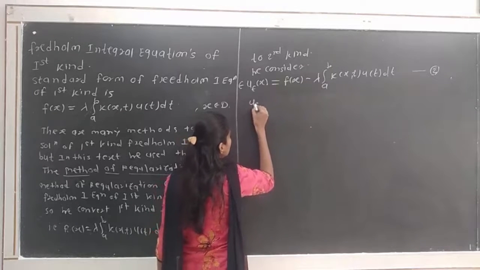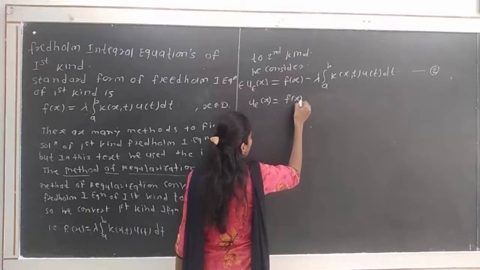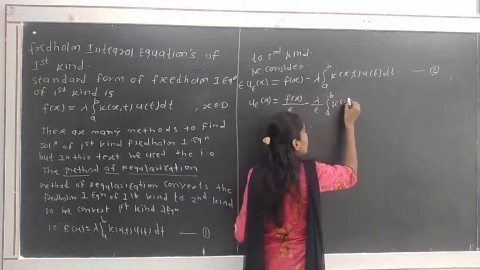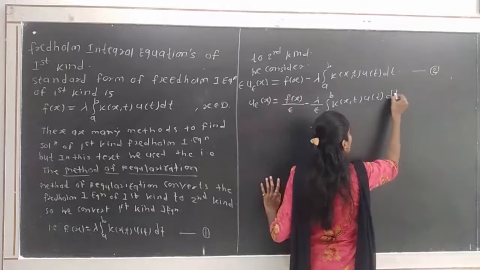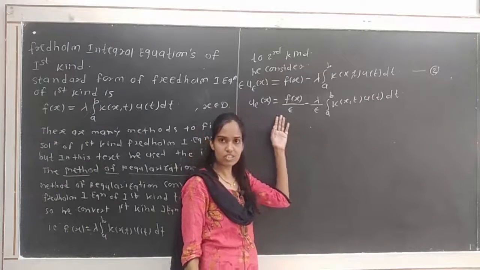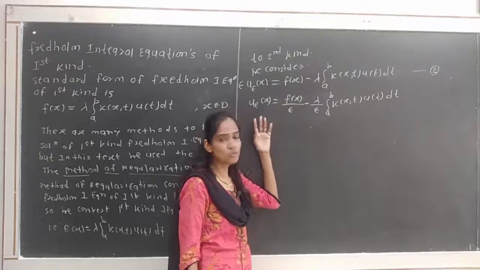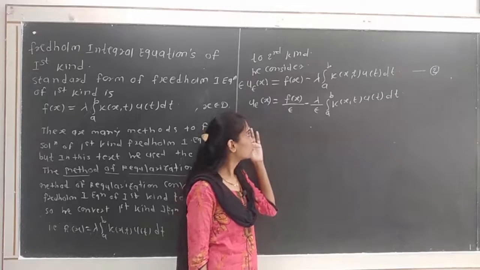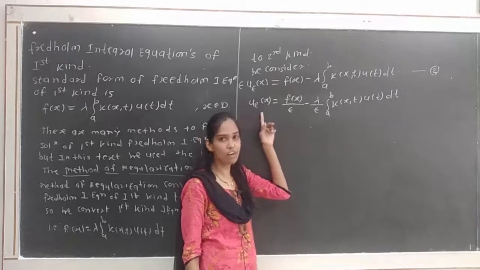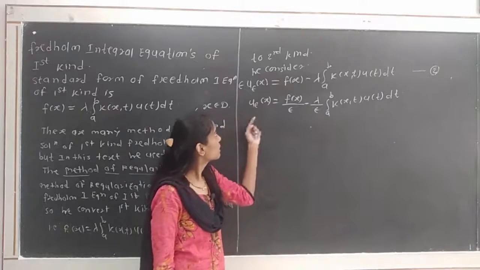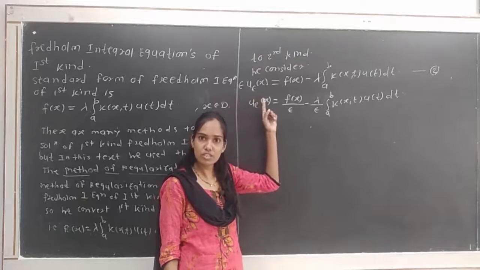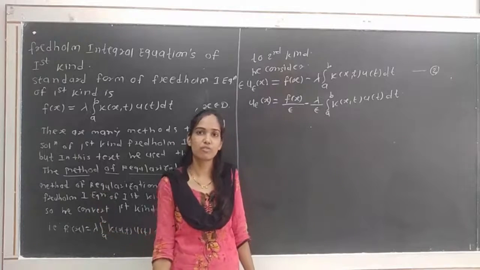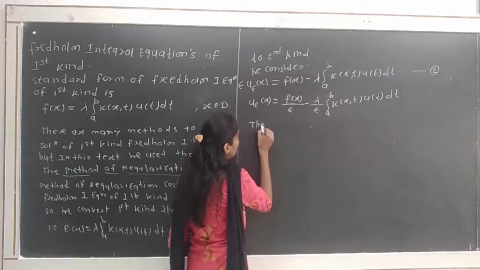Or we can rewrite this as u epsilon of x equals f of x divided by epsilon minus lambda divided by epsilon integration from a to b k of xt into u of t dt. This is the second kind Fredholm integral equation. Then using any one of the methods for finding the solution of a second kind Fredholm integral equation, we find the value of u epsilon of x. And if we take epsilon tending to 0, then obviously we get the solution of the integral equation of first kind.